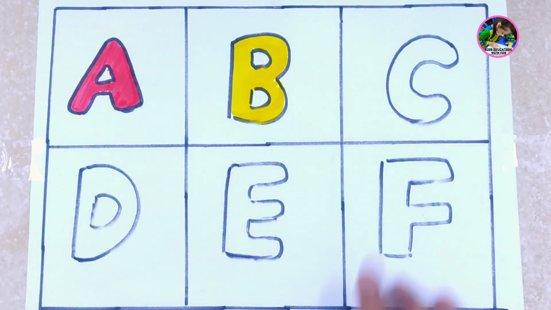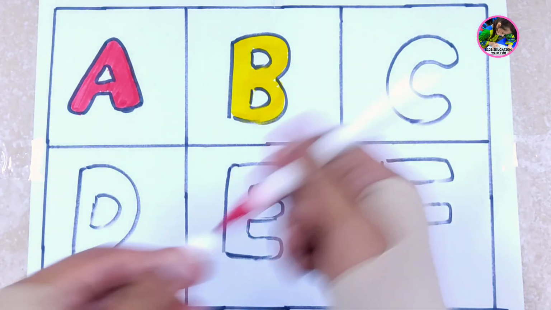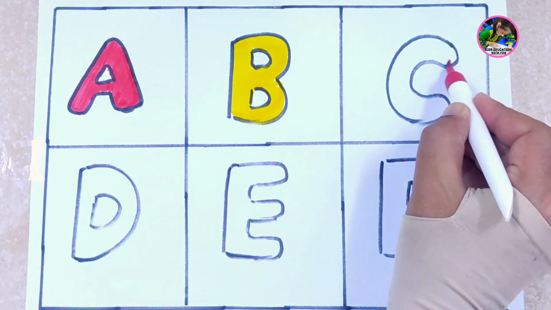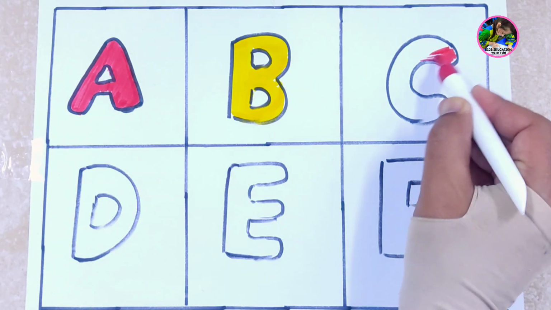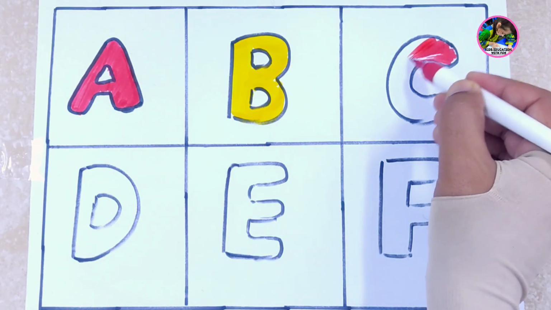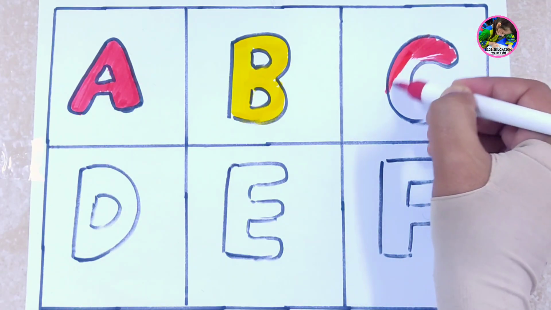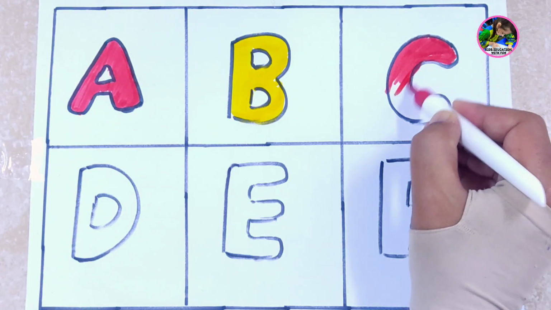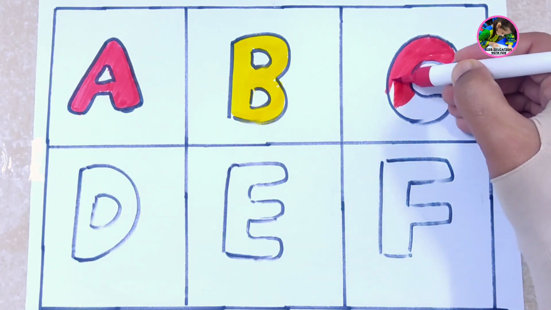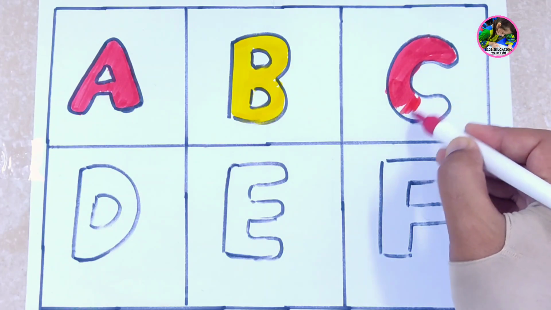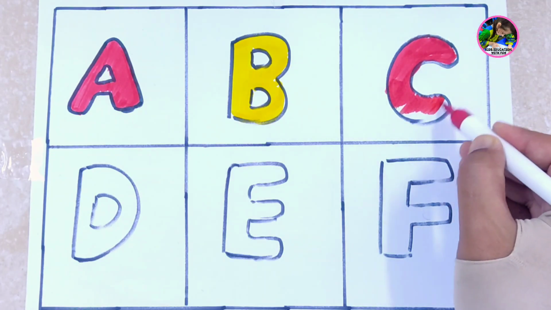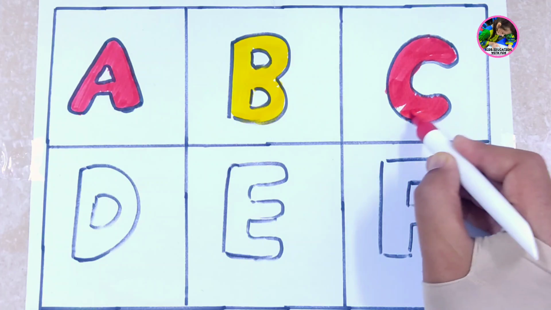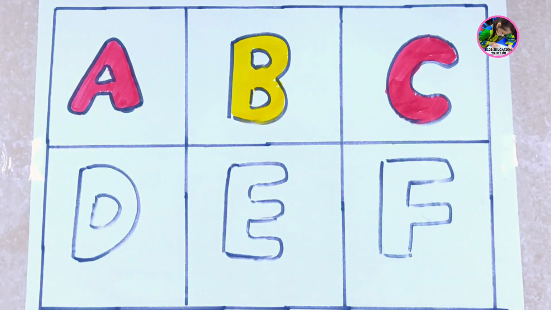C. C is for cherry. Cherry is red in color. So let's use red color. Letter C. C is for cherry.